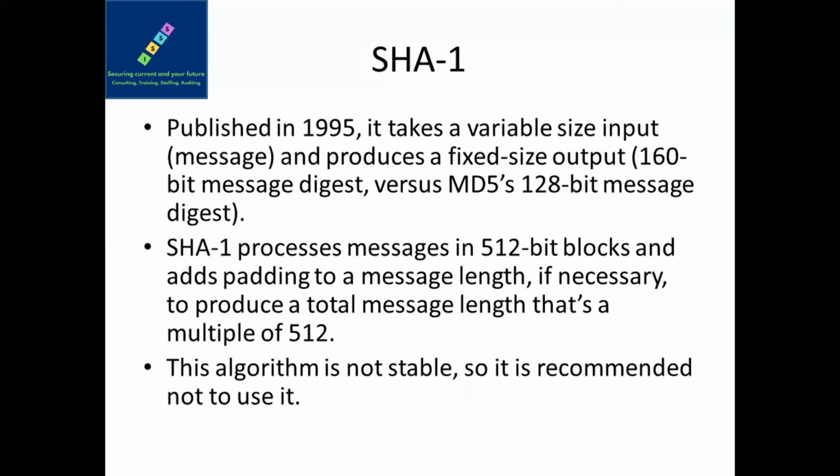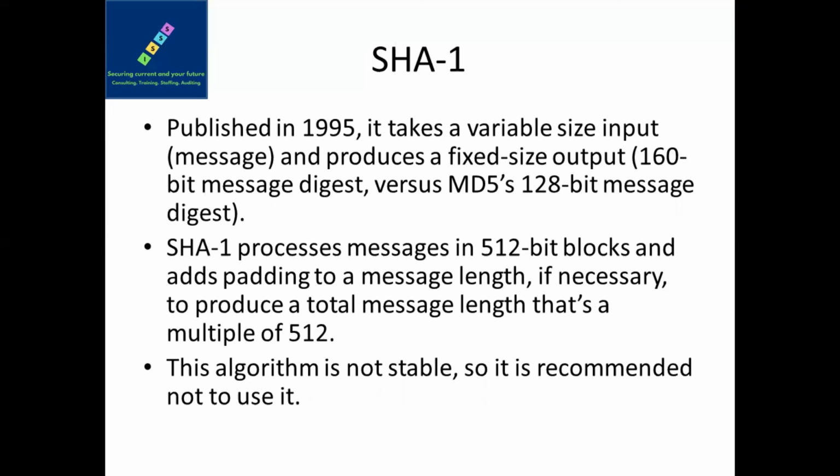SHA-1, published in 1995, has a fixed-length output, a 160-bit message digest. Usually you will get confused about the length of the message digest, because we always think about 64, 128, 192, 256, etc. But this is a 160-bit message digest. It also works on 512-bit blocks and adds padding to the message if necessary. If the message is only 500 bits, it adds 12 bits of padding and then processes it.